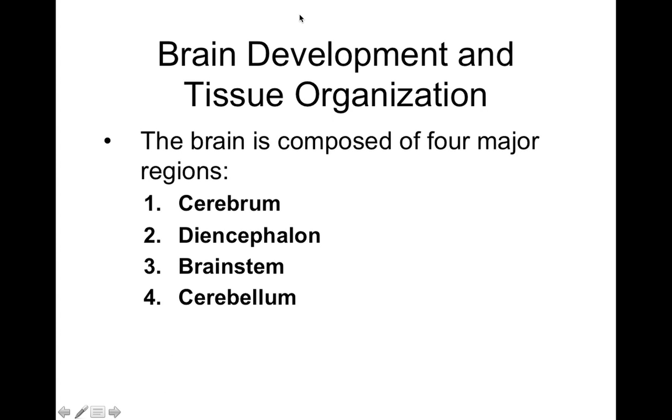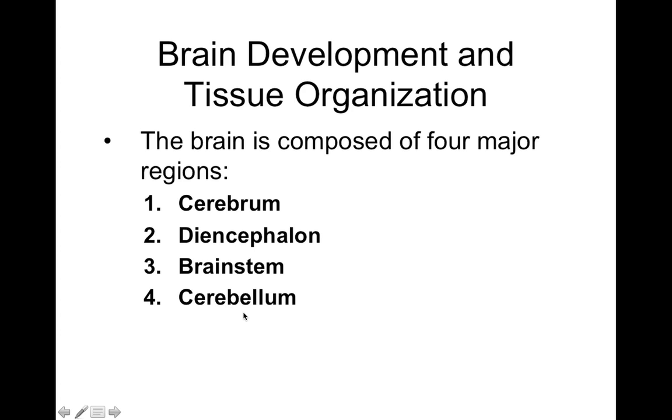So we can divide the brain into several key areas. We've got the cerebrum, which is the top, superior bulbous part of the brain. We've got the diencephalon, which is deep within the cerebrum. We've got the brain stem, which is like what it sounds like. It looks like the stem of the brain.